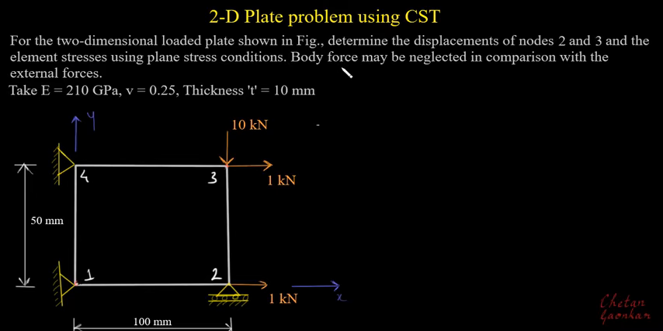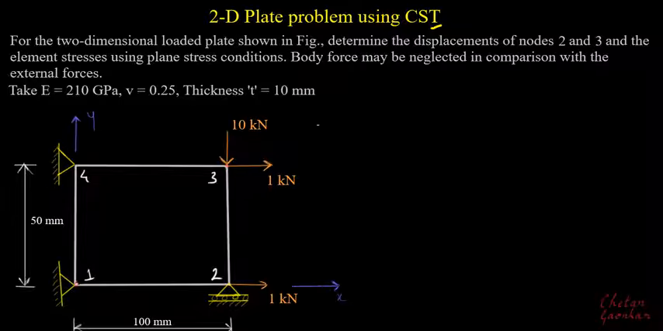And then he's saying we may neglect the body force in comparison to the external applied force. So the one way of solving this problem is by considering it to be a two-dimensional problem, since these sides are very large compared to its thickness. And then if I want to solve it using finite element method, I need to discretize it into some element, and in this case we'll be using this constant strain triangle element.